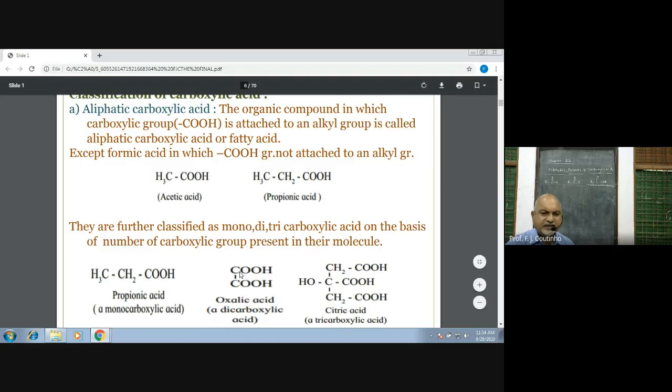If you see here, C double bond OH, C double bond OH. So this is the general form of oxalic acid. Why is it this form? See the valences: C double bond OH, C double bond OH. So the valence of this carbon is 1, 2, 3, 4. So this is oxalic acid.